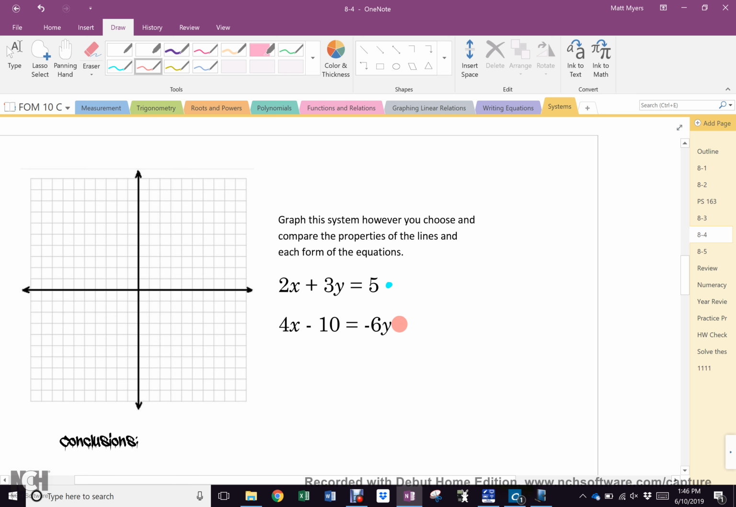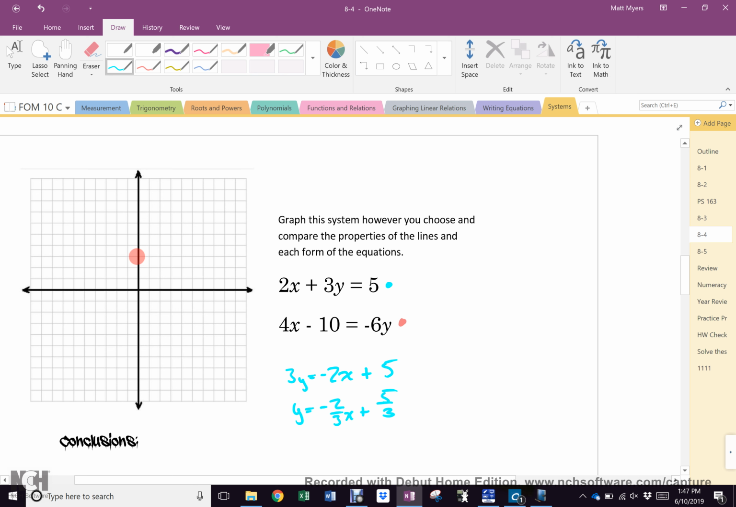Blue, pink. 3y equals negative 2x plus 5. Y equals negative 2/3 x plus 5/3. Yes? Everyone agree? Okay. If I were going to graph that, I would need to go to 5/3. What should I do to my graph? Change the scale to make 1, 2, 3.